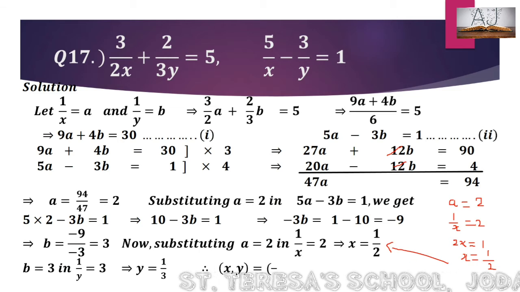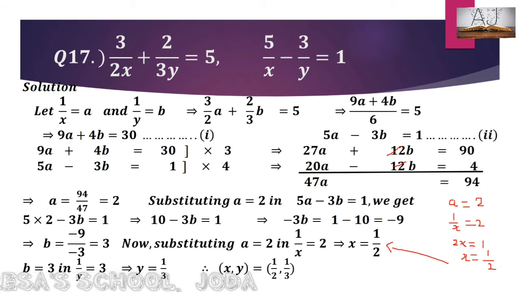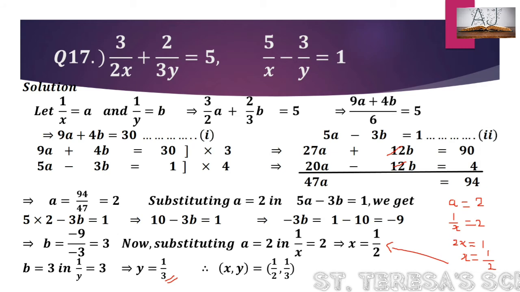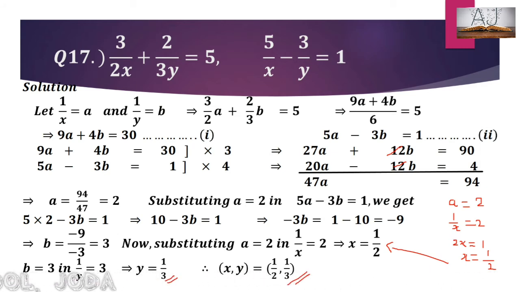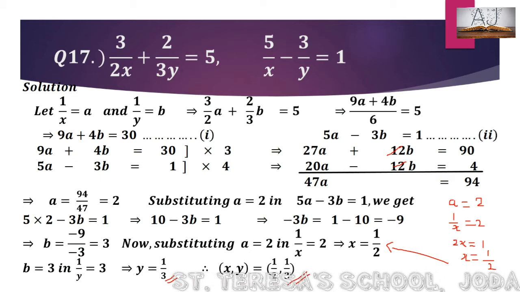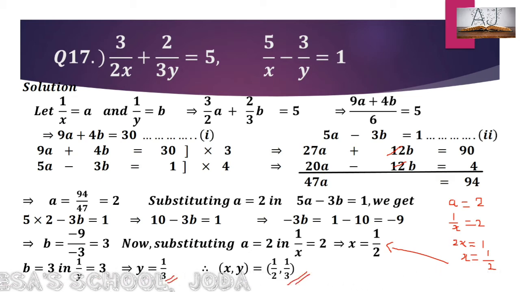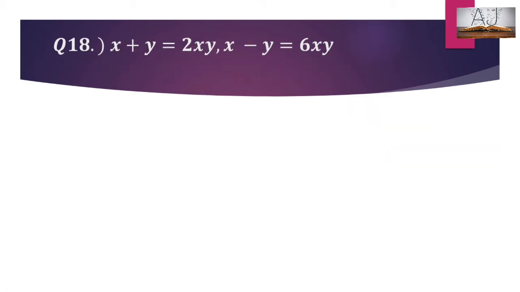Now similarly, you can substitute the value of b in the same way and get the value of y. b equal to 3, that means 1 by y equal to 3. So y equal to 1 by 3. So x and y values both we have got, 1 by 2, 1 by 3. So this is the solution. Hope you can understand. Note it down in your notebooks, please. Let us see the next question now.